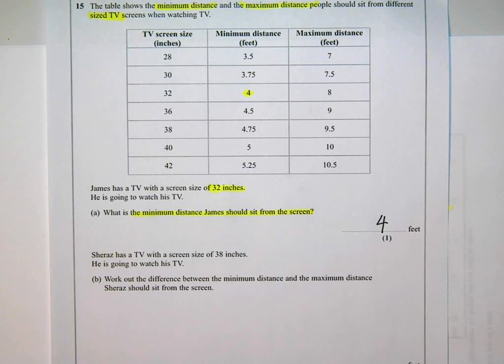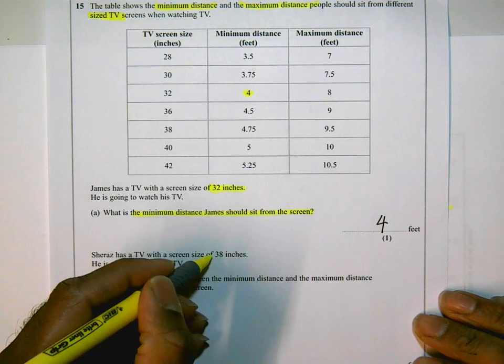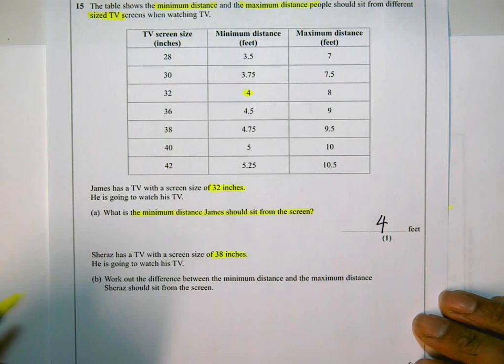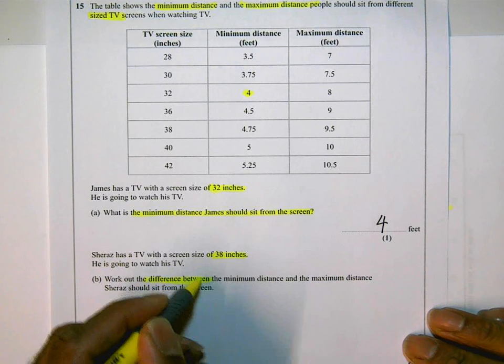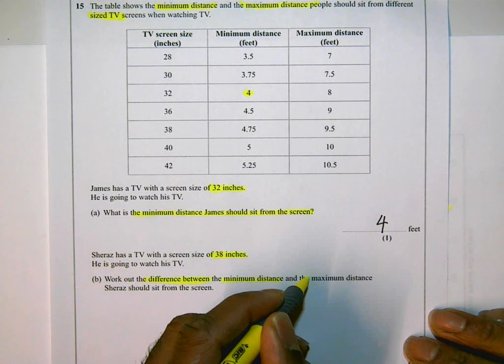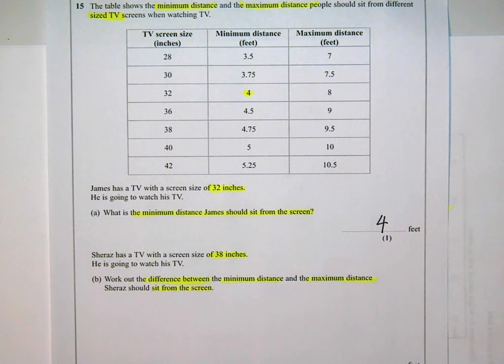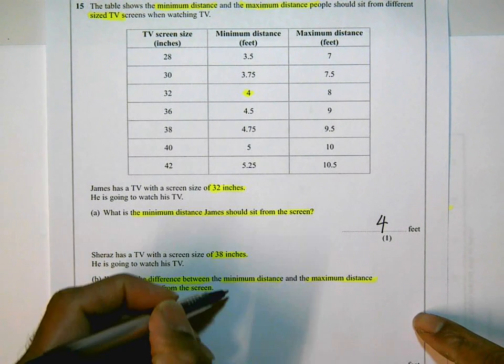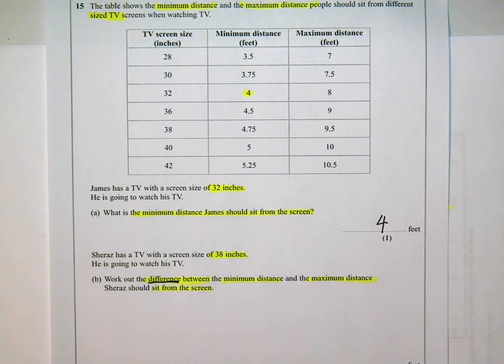The next part of the question, Shiraz has a TV with a screen size of 38 inches. He's going to watch TV. Work out the difference, so that's really important, the difference between the minimum distance and the maximum distance Shiraz should sit from the TV screen. Now there are 2 marks for this question. 1 mark is going to be for the answer, but 1 mark is also going to be for the workings out, because you need to work out the difference between the maximum and the minimum distance he should sit from the TV. Now go to your table and always bear in mind how big the TV is, 38 inches.